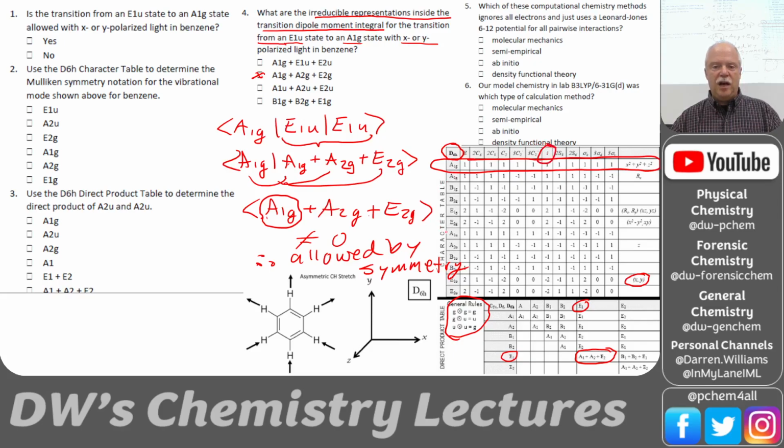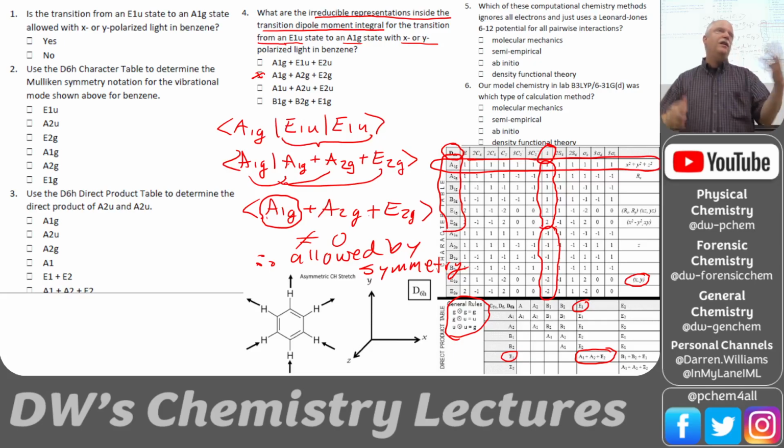And notice all of the top part of the table is the G's. A1G, A2G, all of those G's. Bottom part is the U's. What do we see on the top part of the table? The inversion. They're all positive under inversion for the G's, and they're negative under inversion for the U's. So that's what determines even or odd inversion symmetry, that inversion symmetry element, and that tells you if it's a G or a U transition.